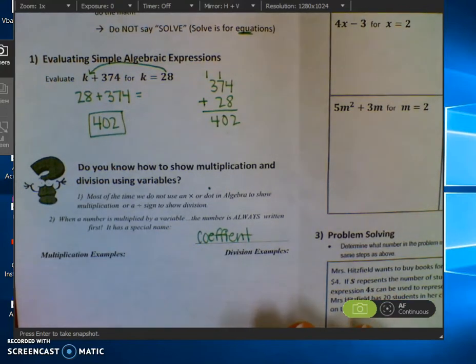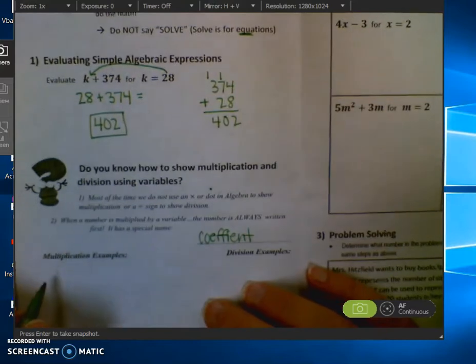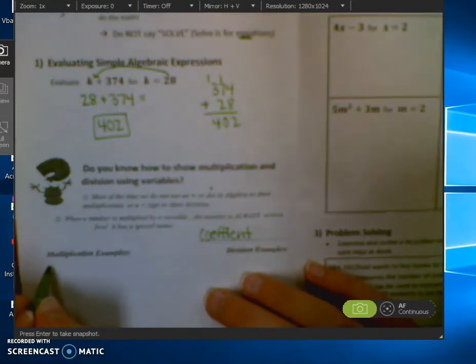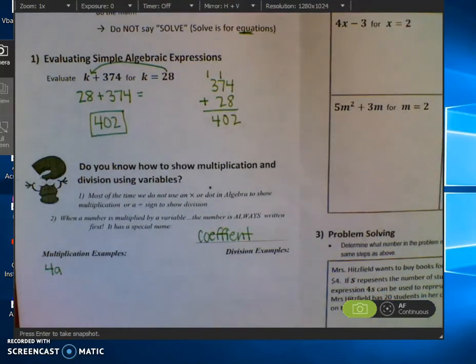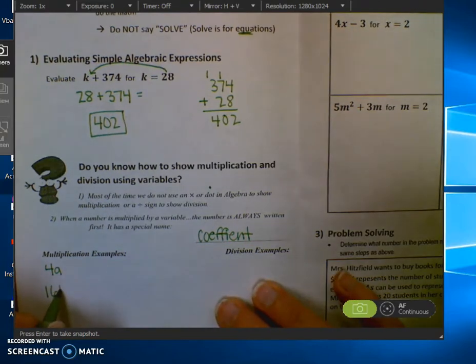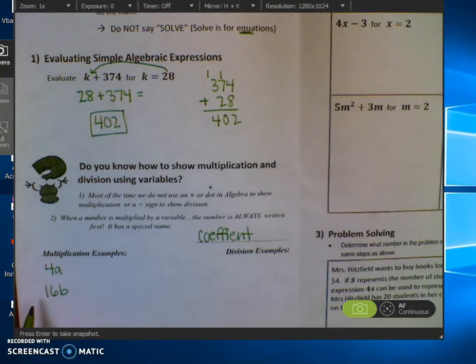And so typically, if we want to show multiplication, for example, if we wanted to do 4 times a, we would put 4a. If we wanted to do 16 times b, we would do 16b. We call the number in front of the variable a coefficient. We know that because a number is next to a variable, that means to multiply.